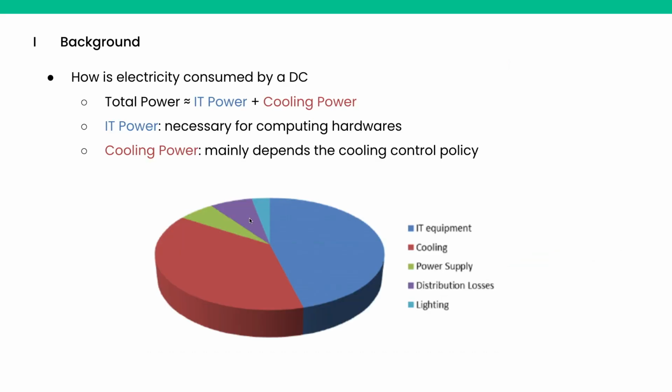To save energy, we firstly need to know how it is consumed. Here is a pie chart, and we can see it's mainly about IT power and cooling power. IT power is consumed by computing hardware, and is considered necessary and does not have much room to be cut down. However, on the contrary, cooling power depends heavily on your cooling control policy. Data centers nowadays normally use feedback controllers to maintain the room temperature, which does not optimize the energy consumption.